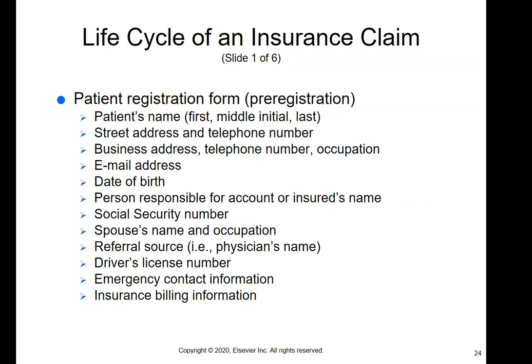The life cycle of an insurance claim starts with the patient registration form, also known as pre-registration. It will have the patient's name, first, middle initial, and last, the street address and telephone number, the business address, telephone number, and occupation, the email address, the date of birth, the person responsible for the account or the insured's name, social security number, the spouse's name and occupation, the referral source, for example a physician's name, the driver's license number, emergency contact information, and insurance billing information.